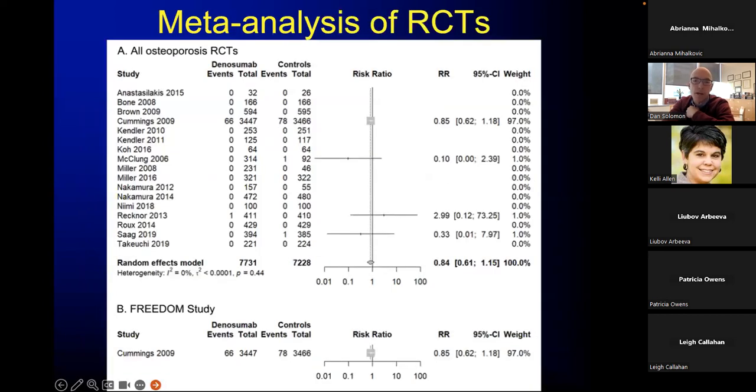And this was a meta-analysis that, again, suggested that there might be some effect on diabetes risk. The Freedom study, which was a denosumab study, also showed a 15% reduction. So there was some data to suggest this. And another reason I put this up is that doing a meta-analysis of RCTs is a great way to look at off-target effects of drugs.